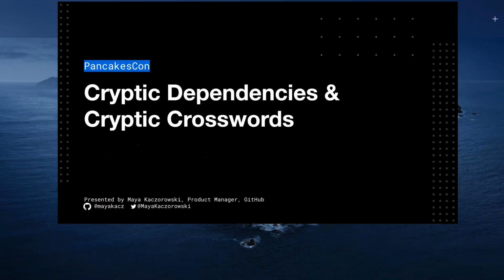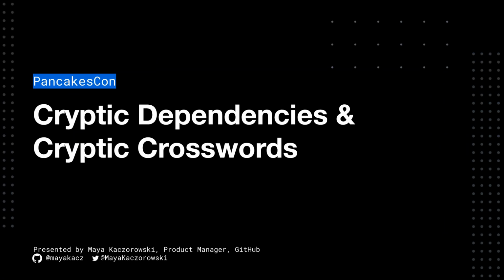The next talk up is Cryptic Dependencies and Cryptic Crosswords from Maya Kaczorowski, who is not a first-time speaker. Maya is a product manager at GitHub in software supply chain security. She was previously in security and privacy at Google, focused on container security and encryption at rest and encryption key management. Prior to Google, she was an engagement manager at McKinsey & Company, working in IT security for large enterprises. She completed her master's in mathematics, focusing on cryptography and game theory, and is bilingual in English and French.